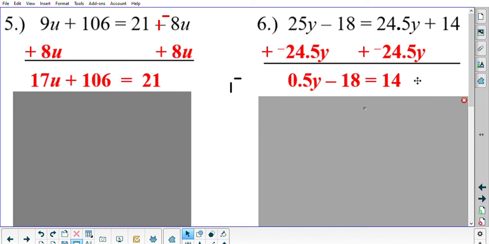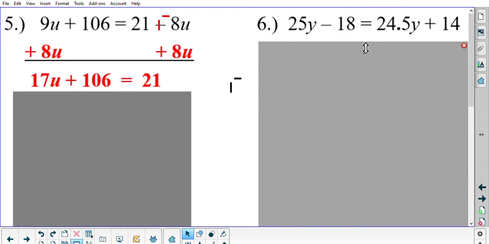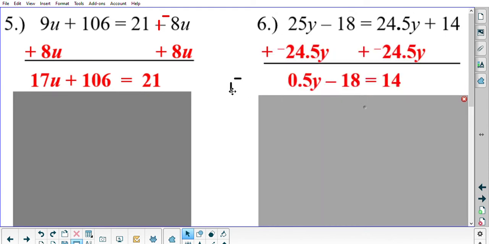If you did it the other way, if you added by negative 25y on both sides, then you would get negative 18 on the left, and instead of having 0.5y on the left, you would have plus negative 0.5y on the right. Now, I don't prefer having it that way. I'd rather have a positive coefficient of my variable, so I'm not going to keep it that way. I'm going to keep it my way.